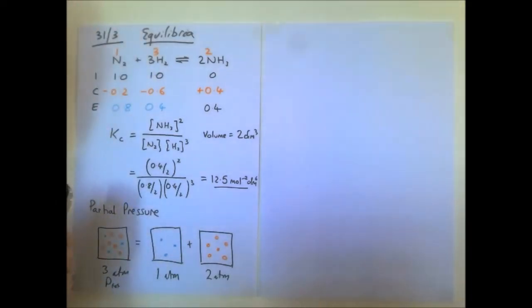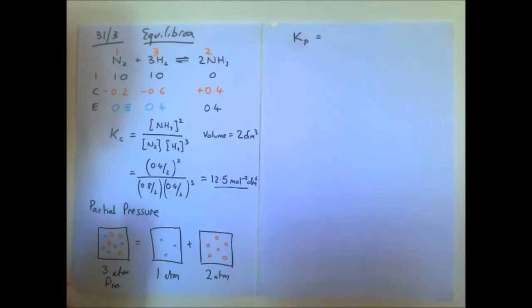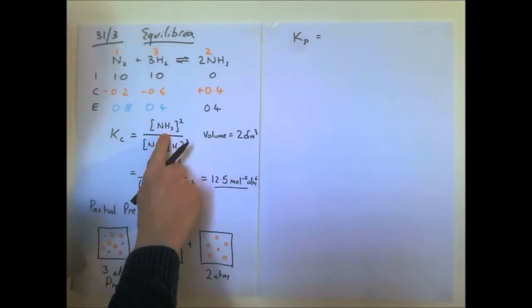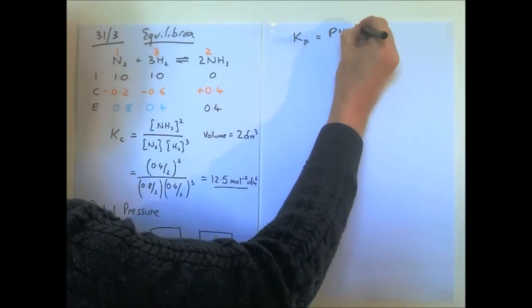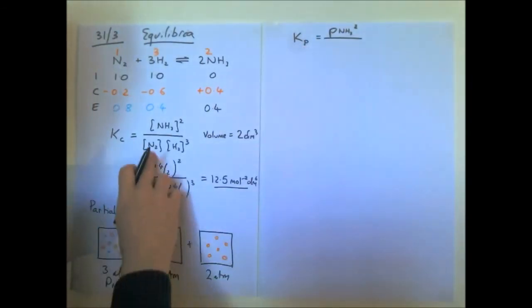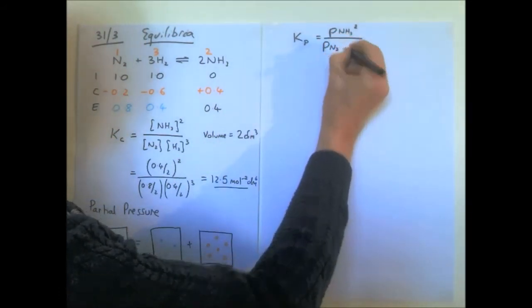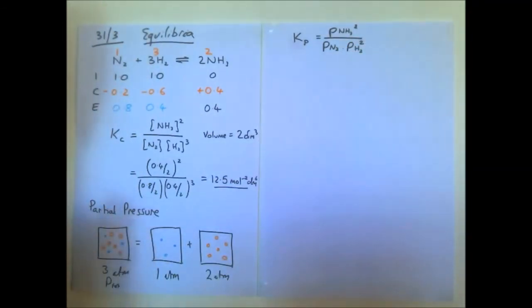So we're now in a position to calculate Kp. Kp is the equilibrium constant for substances in the gas phase, and it's formulated in exactly the same way as Kc, except that now instead of having the concentration of ammonia squared, we'd have the partial pressure of ammonia squared. We no longer need brackets, just P subscript NH3 divided by the partial pressure of N2 and the partial pressure of H2 squared.